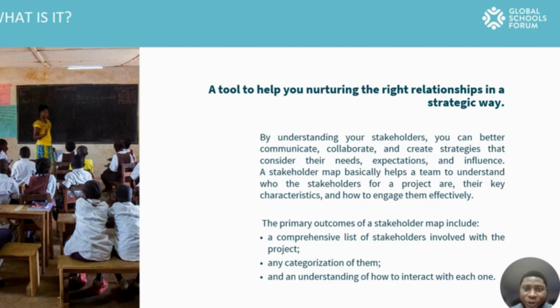Generally, a stakeholder map helps your team to understand who the stakeholders for a project are, their characteristics, and how to engage with them effectively. At the end of this stakeholder mapping exercise, you should have the list of stakeholders involved in the project, the groups or categories they belong to, and an understanding of how to interact with each one of them.